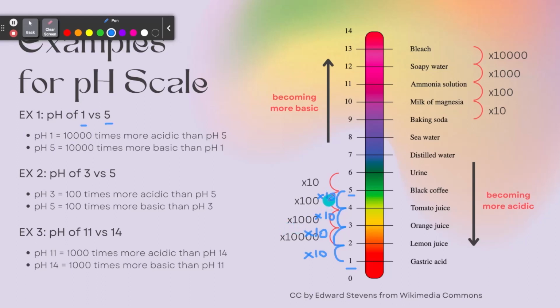So it's 10 to the power of 4, or if we want to say the longer way, it's 10 times 10 times 10 times 10, and the product of that is 10,000. So if we were to put this in a statement, if we were to try and see how much more acidic a pH of 1 is, we would say a pH of 1 is 10,000 times more acidic than a pH of 5. If we were talking in terms of how much more basic something is, then we would say a pH of 5 is 10,000 times more basic than a pH of 1.